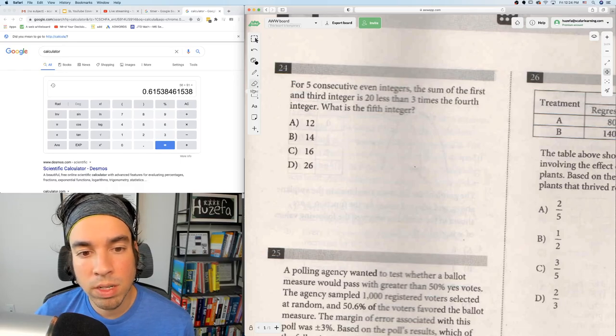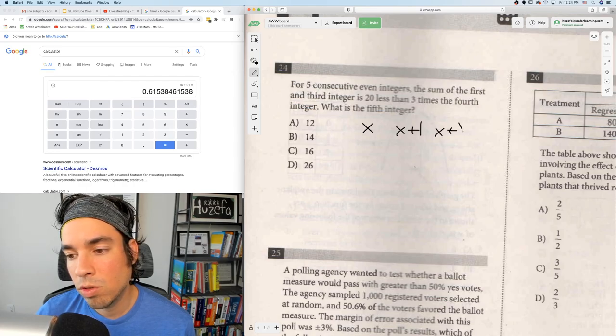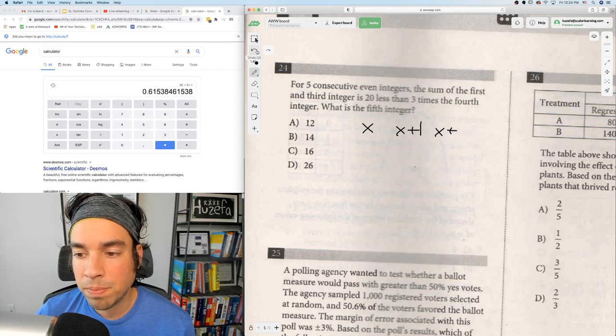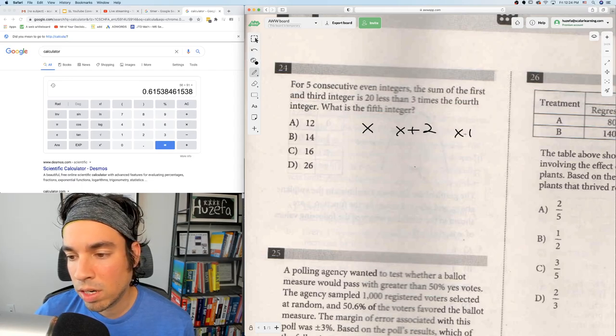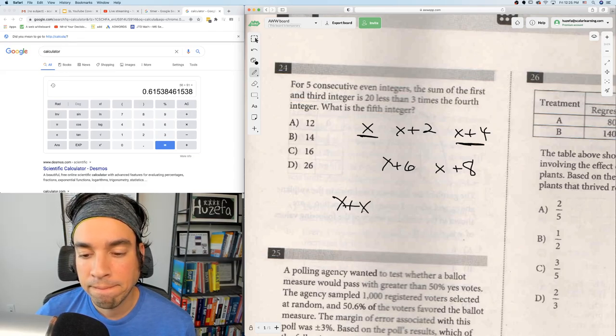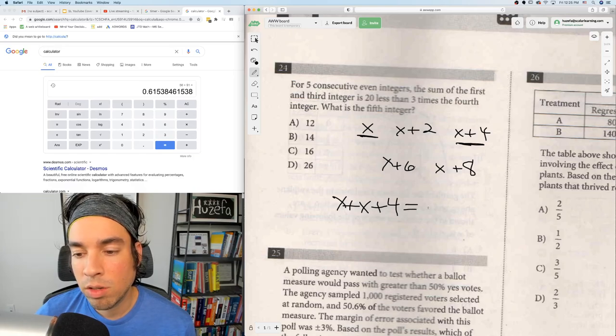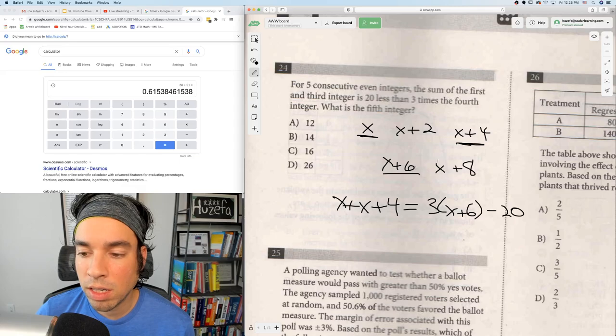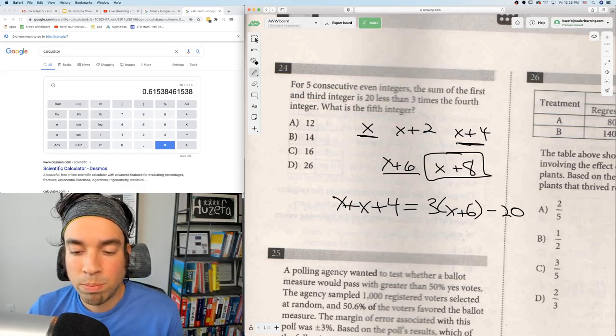24. For five consecutive even integers, the sum of the first and the third, so that's X, X plus 1, X plus 2, X plus 3, and X plus 4. Those are the five consecutive even integers. Yowzers. I messed up. If it's even, it's X, X plus 2, X plus 4, X plus 6, and X plus 8. The sum of the first and third integers is 20 less than 3 times the fourth. 20 less than that is minus 20. There we go. And then we just got to get X plus 8, which is what we're trying to solve for. We got the perfect equation.